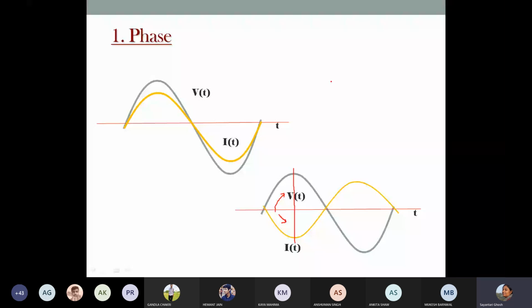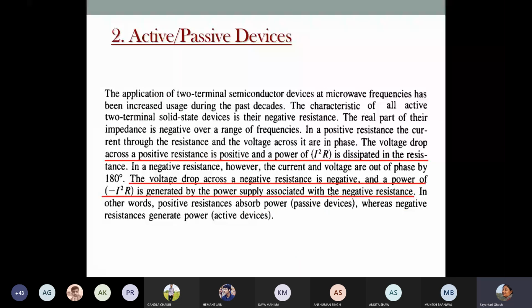That was one point that I highlighted. You can follow that video and understand it better there. The second thing was the concept of active and passive devices. Here I simply meant that the power generated or dissipated at a device is defined by I squared R. I squared R is the quantity that tells you how much power will be generated or dropped across the device.